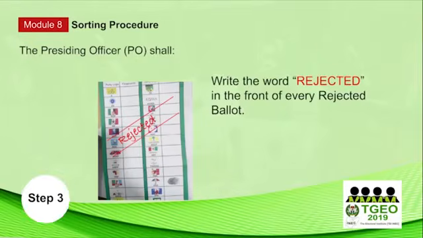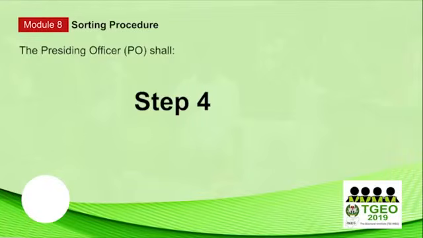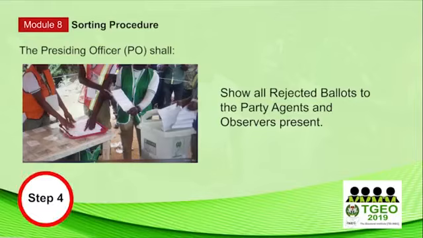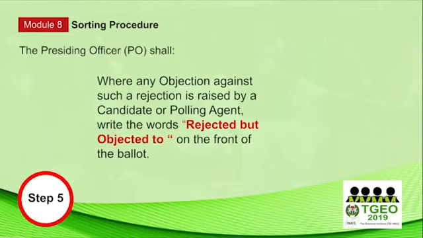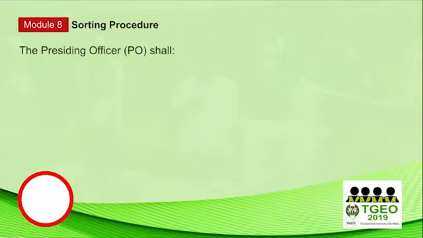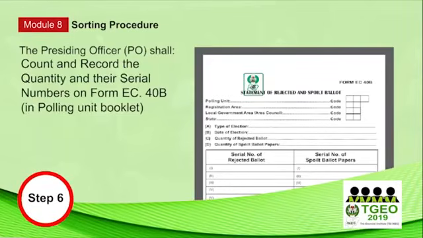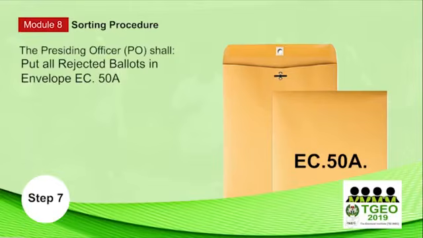Step 3. Write the word rejected in the front of every rejected ballot. Step 4. Show all rejected ballots to the party agents and observers present. Step 5. Where any objection against such rejection is raised by a candidate or polling agents, write the words "rejected but objected to" on the front of the ballot. Step 6. Count and record the quantity and their serial numbers on Form EC40B. Step 7. Put all rejected ballots in envelope EC50A.